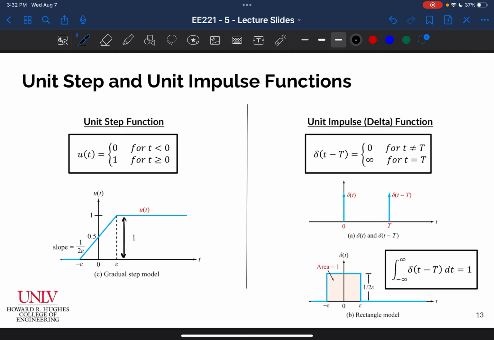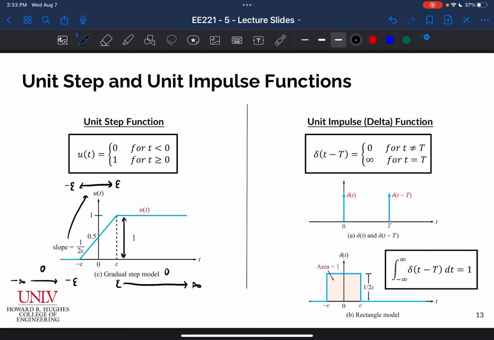And so maybe you're starting to see how the unit step function and the delta function are related. Maybe you're not, but let's just take a look. So if I am looking at the unit step function here, and let's say I want to analyze the slope of the unit step function. From negative infinity up to negative epsilon, the slope is 0. From epsilon out to positive infinity, the slope is also 0. And then during this one segment from negative epsilon to epsilon, I get a slope of 1 over 2 epsilon.